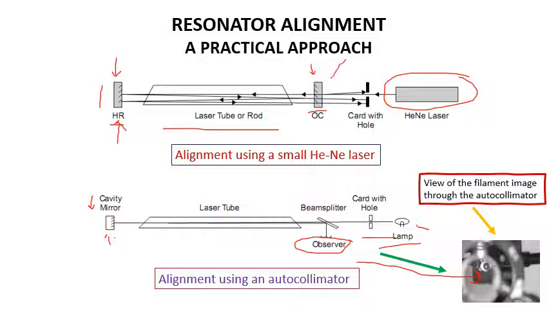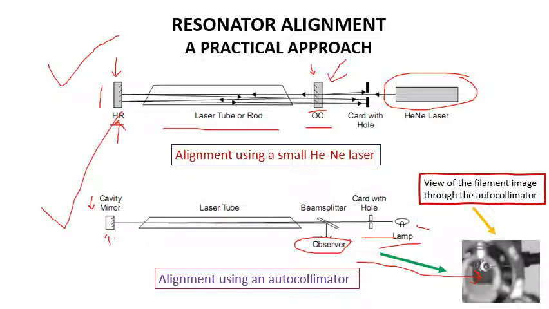This kind of technique you can continue if the light can pass through the OC. You can align it perfectly. But if this laser light cannot pass, I mean this mirror is opaque for this laser light, then you cannot align, and you have to remove it. It depends what kind of coating the mirrors have and what kind of lasing medium is there. So different techniques are used, and different things need to be considered. Here we use a helium neon laser to align, and here we use a simple lamp.